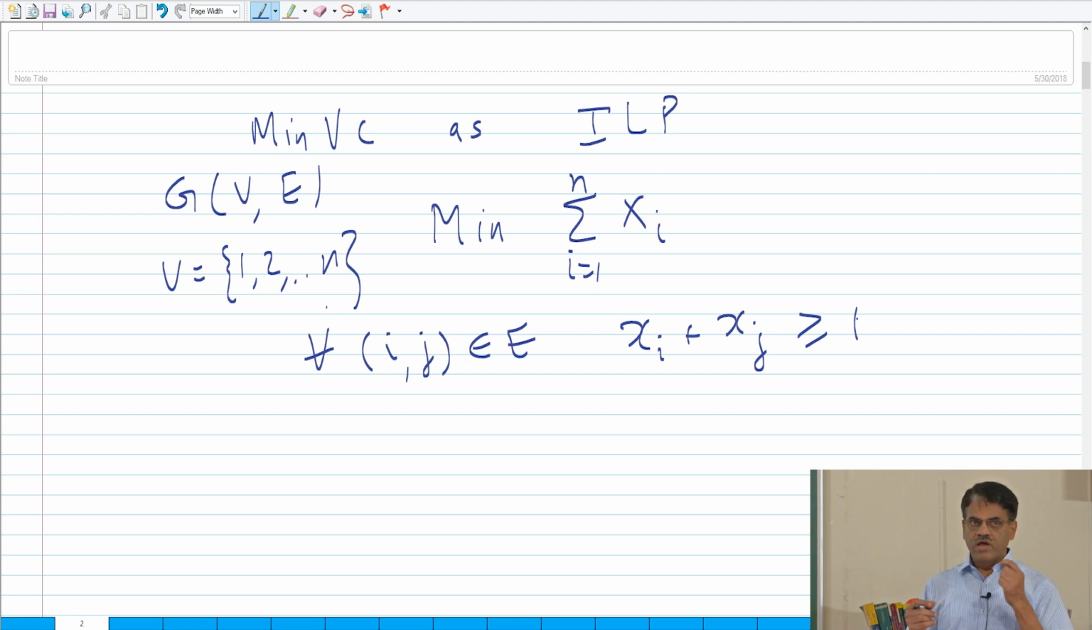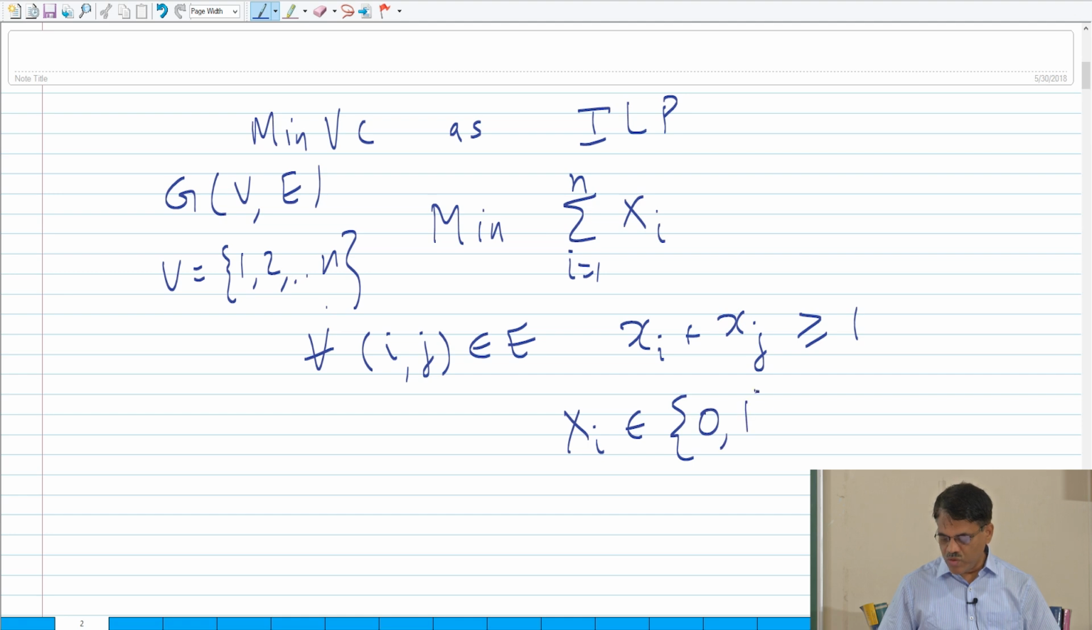For any edge (i, j), at least xi must be 1 or at least xj must be 1, right. And then I had more constraints. What are the constraints on the xi's? They are either 0 or 1, right. This is the exact formulation of minimum vertex cover, okay. Because if you pick any solution to this, wherever I have put 1, take it into my set, and that would be a vertex cover, and if you pick any vertex cover, you can model it by setting the variables to 1 and it will satisfy all these constraints.